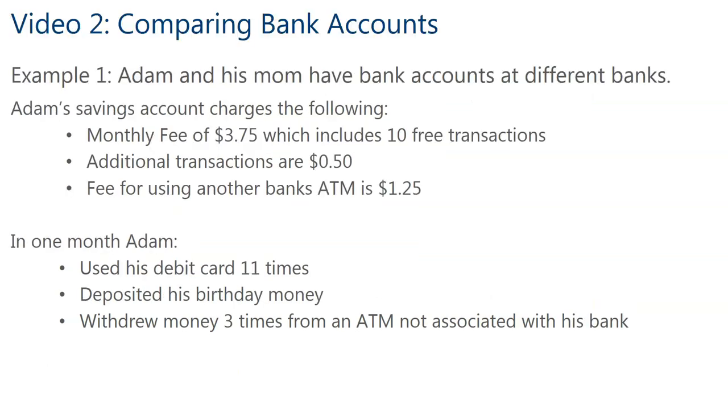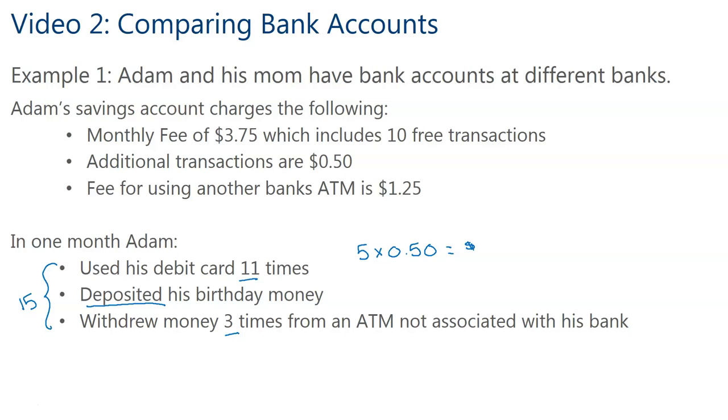So let's go back and look at Adam. We know his monthly fee includes 10 free transactions. So let's see how many he made. Well, he used his debit card 11 times. He deposited his birthday money, which counts as a transaction, and he withdrew money 3 times. So in total, he made 15 transactions. Now 5 of those he's going to have to pay an extra 50 cents each for.